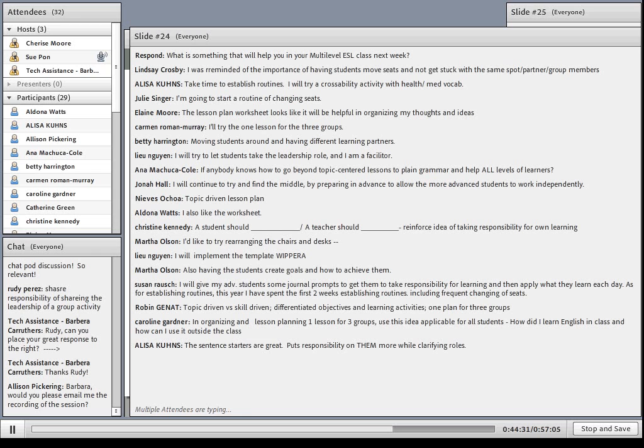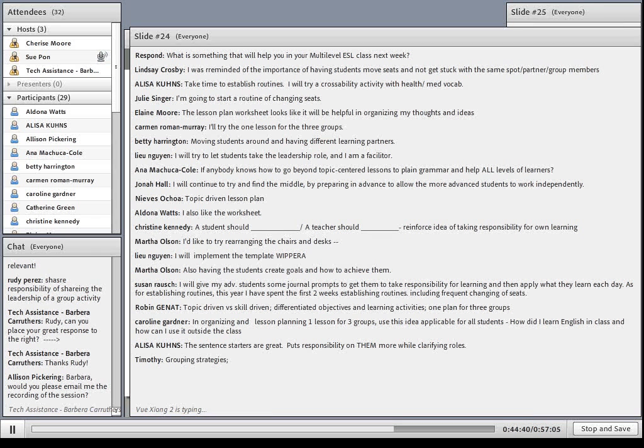Responsibility for more learning. Arranging the environment. Creating goals. That came from one of our colleagues here today, from Martha. Thank you.